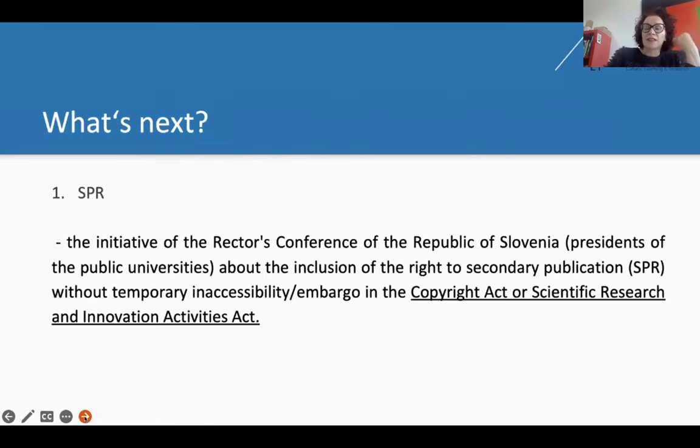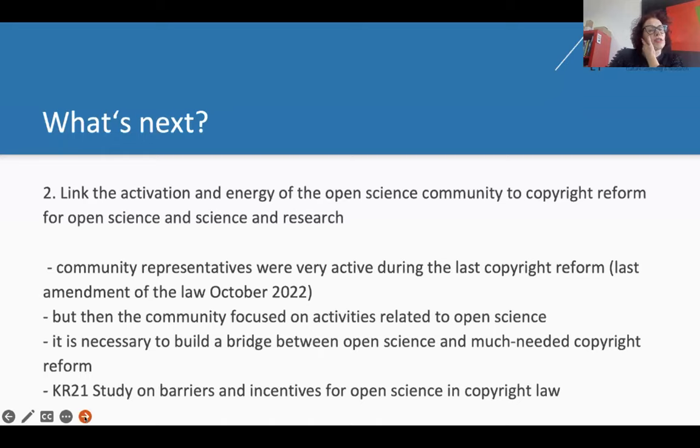So what's next? In the next minute and a half, I need to tell what is next in Slovenia. There is an initiative of the Rectors Conference of the Republic of Slovenia, that's basically the presidents of the public universities, about the inclusion of the right to secondary publication without temporary inaccessibility or embargo in the Copyright Act or the Scientific Research and Innovation Activities Act. The Rectors Conference addressed this proposition to the Ministry of Science and the Ministry of Commerce. So potentially there will be secondary publication rights on top of rights retention. How will this be done? Probably at the beginning with a change of the act on science, but probably later, to be really effective, there will need to be changes also to the Copyright Act. And what's next additionally?